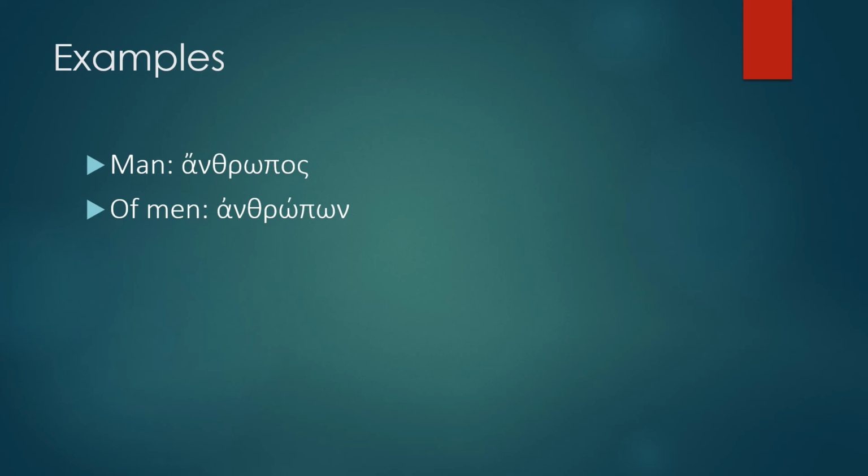So, let's look at another rule. Our penult is getting the accent, and it's a long penult. Do we want an acute or do we want a circumflex? Well, the ultima is long, so we want our penult to be an acute, a paroxytone.